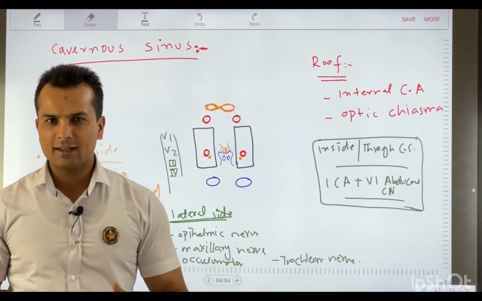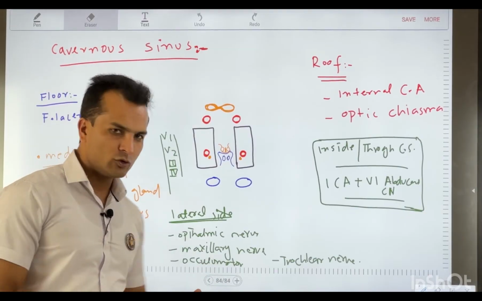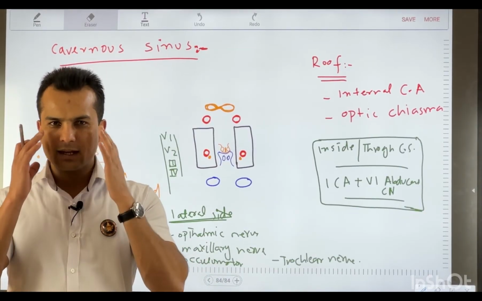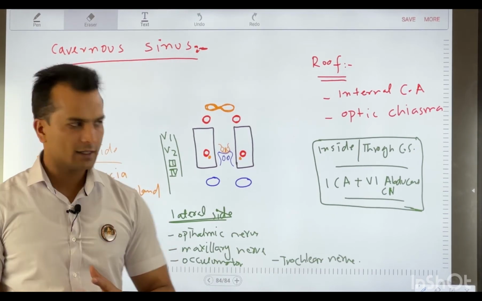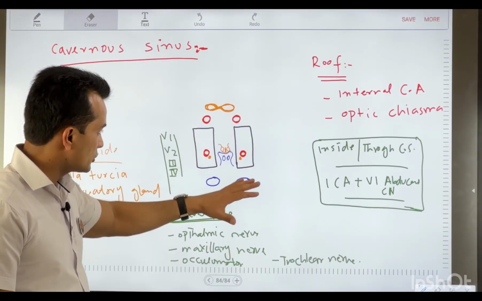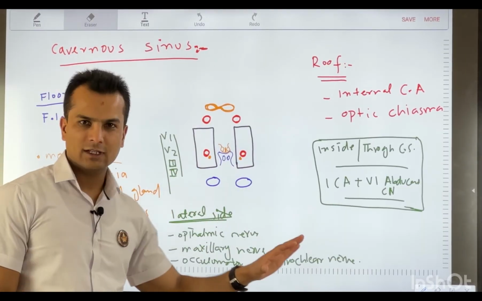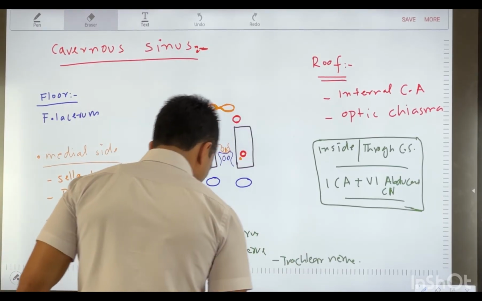So cavernous sinus thrombosis, cavernous sinus infection, and then pituitary tumor ultimately lead to the cavernous sinus syndrome, and ophthalmoplegia, loss of sensation in this maxillary region or this eyeball area. This is important to understand this relation. You have to draw to make your concept crystal clear. So let me take you back to the structures.